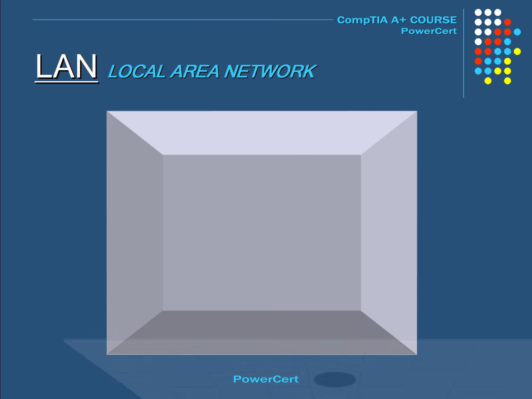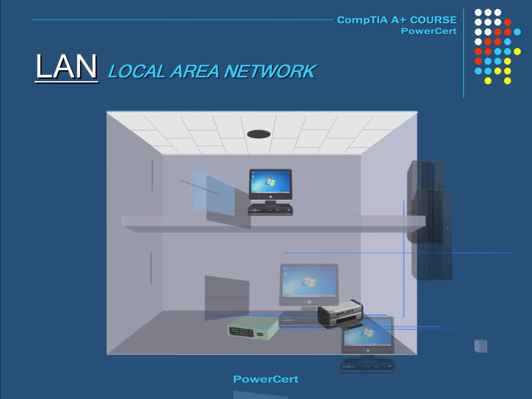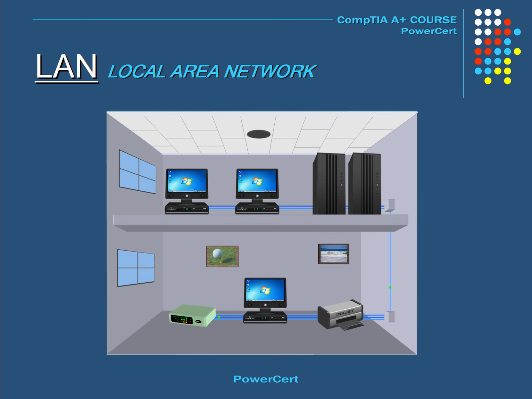Now a LAN stands for Local Area Network. And a local area network is a group of devices, such as computers, servers, and printers, that are basically located in the same building. In other words, in close proximity to each other. The most common type of LAN is an Ethernet LAN, where two or more computers are connected to Cat5 Ethernet cables using a switch.